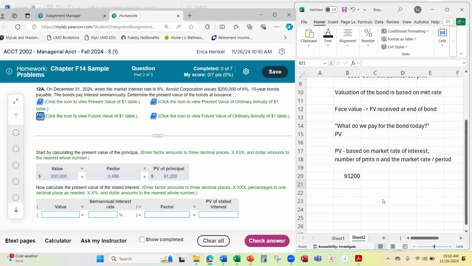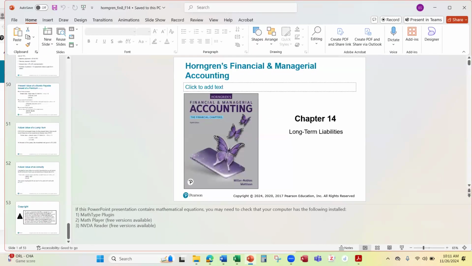All right. Now the next one, calculate the present value of the stated interest payments. So this one is going to be an annuity, right? So anytime we have a stream of payments over time, the value of a stream of payments or an annuity, let me pull up a slide here really quick on this to walk through.